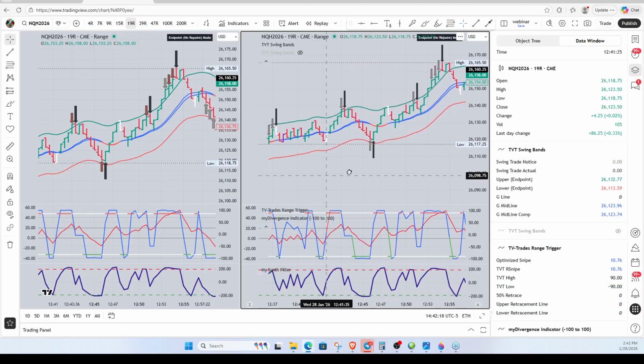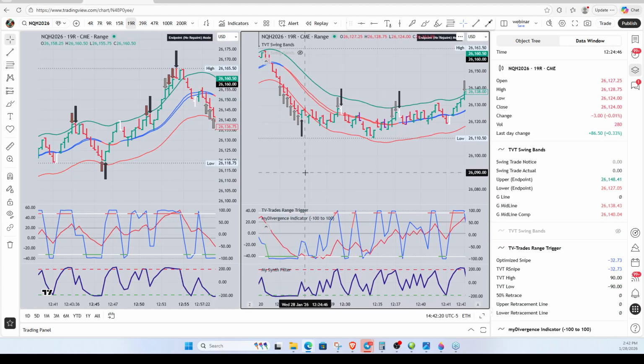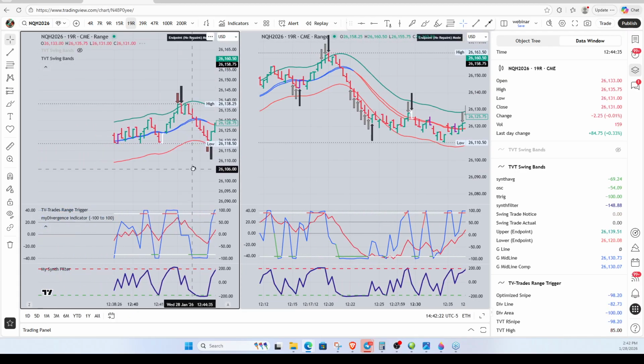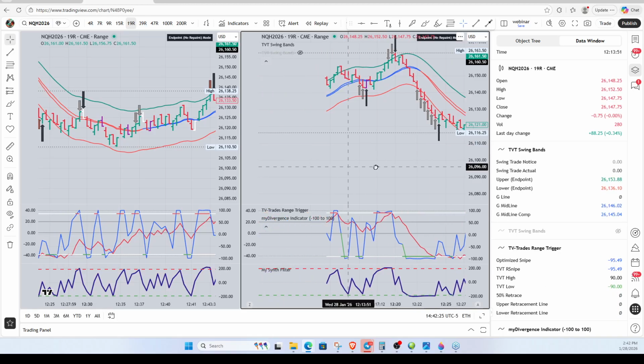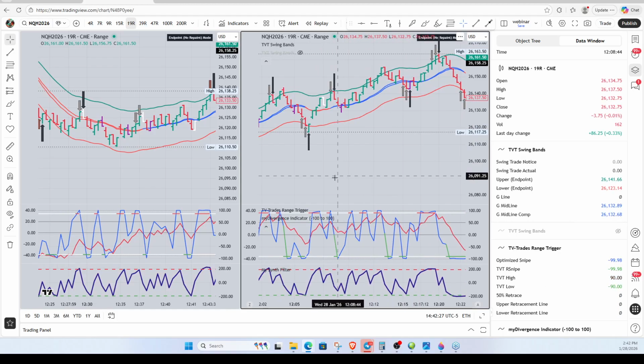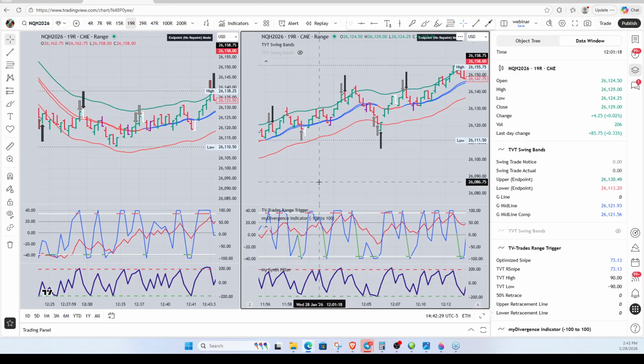But just looking here, it didn't filter all that many here on the NQ today. But I wanted to show you that it does actually do a pretty good job of keeping you out of the ones that don't go anywhere. There's this one right here. Is that not it? That's not it.